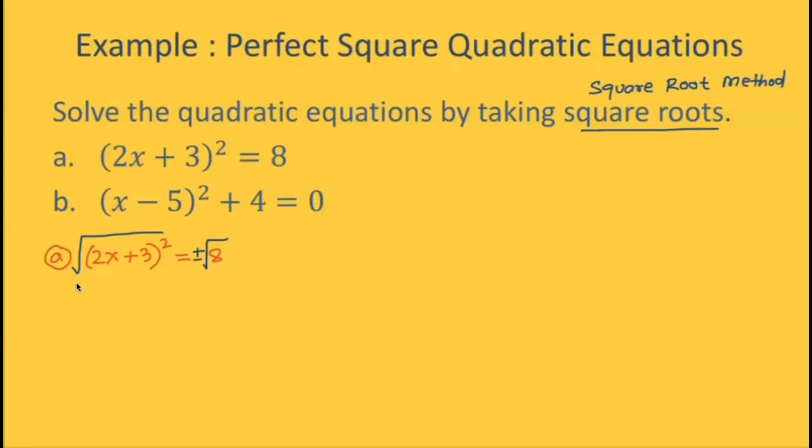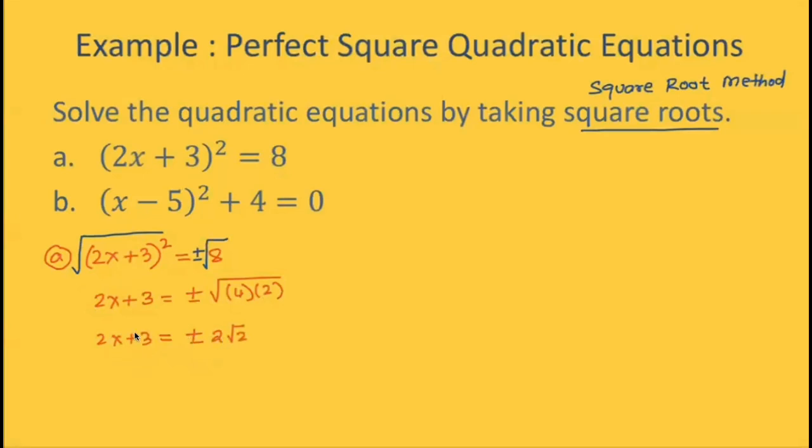Now, on the left-hand side, square and square root cancel. So you get 2x + 3 equal to plus or minus the square root of 8. I can write that as the square root of 4 times 2. And that is 2x + 3 equal to plus or minus, I can find the square root of 4, that's a 2, and the square root of 2 stays as it is. So 2x + 3 equal to plus or minus 2 root 2.